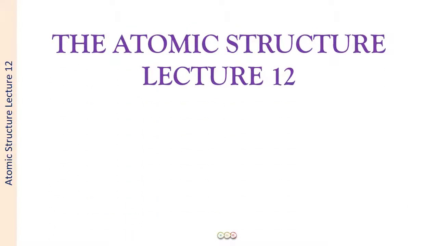The atomic structure. Today we will begin with lecture 12 from the course, but make sure you have watched the previous ones before viewing this one. In the last lecture, we discussed the hydrogen spectrum. As we discussed last time, the hydrogen atom has the simplest line spectrum and it becomes more and more complex for the heavier atoms. But there are certain features common to all line spectra.